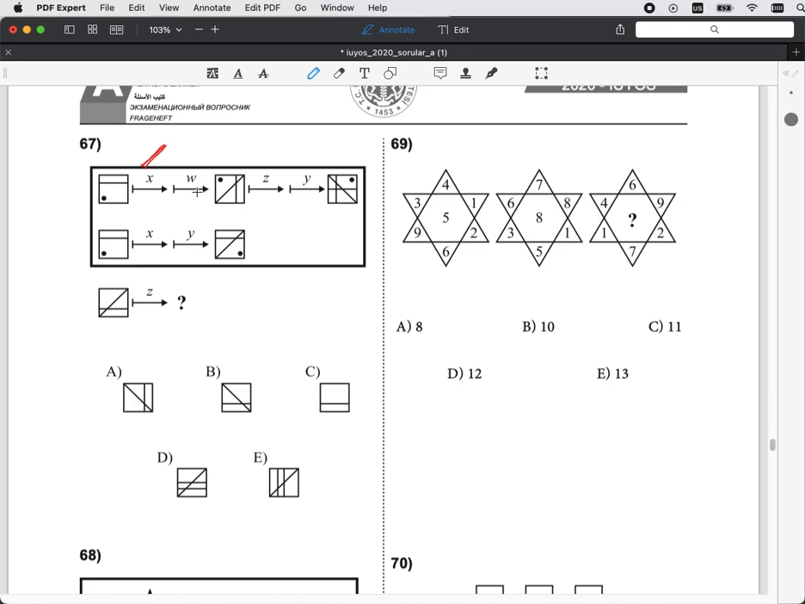Then W will make a 90 degree rotation. W is rotated 90 degrees. So he wants the duty of C. What does C make from here? Okay, if Y did this reflection, and this one is from here, not from here, right? So Z will make this. So okay, then it will be, sorry, this. The answer is D.